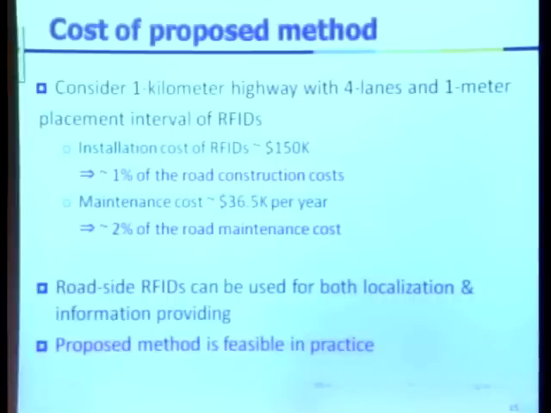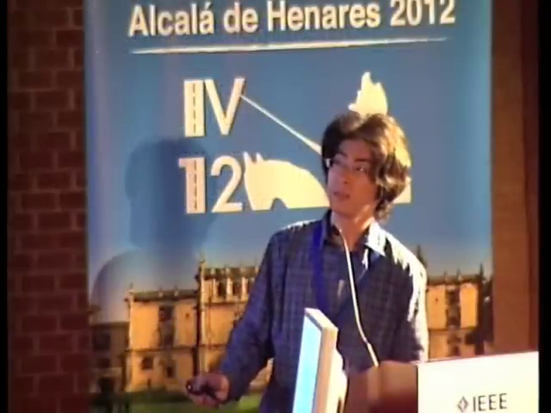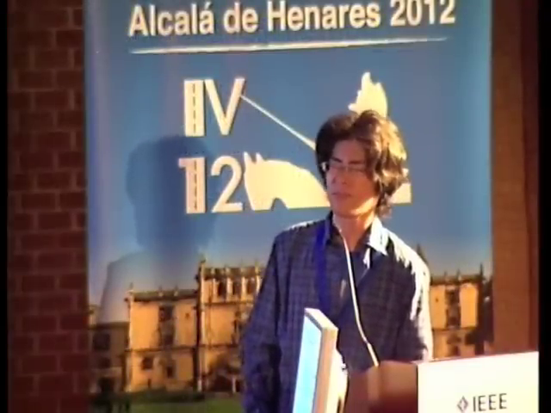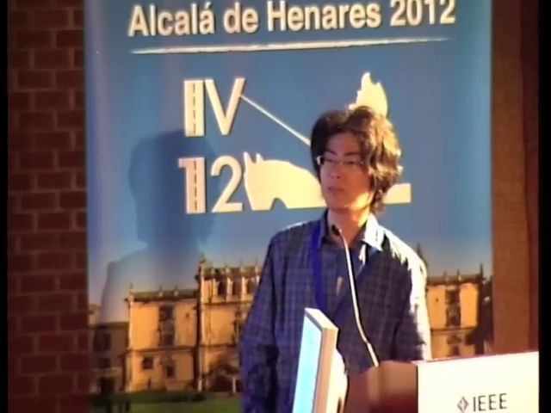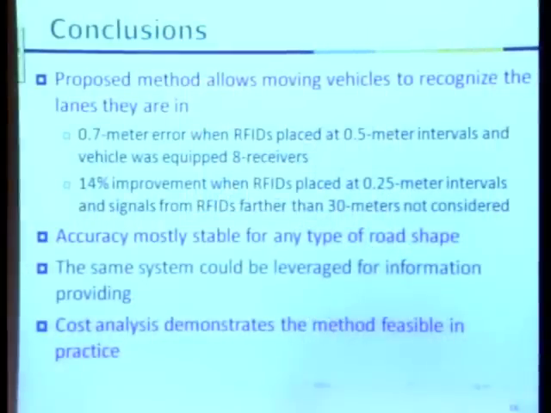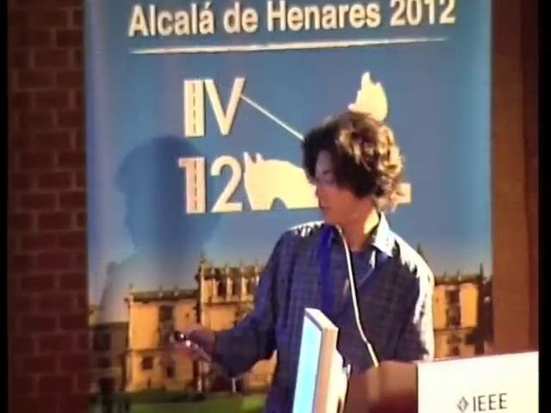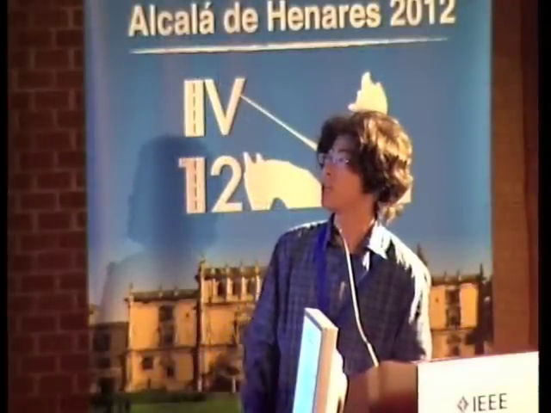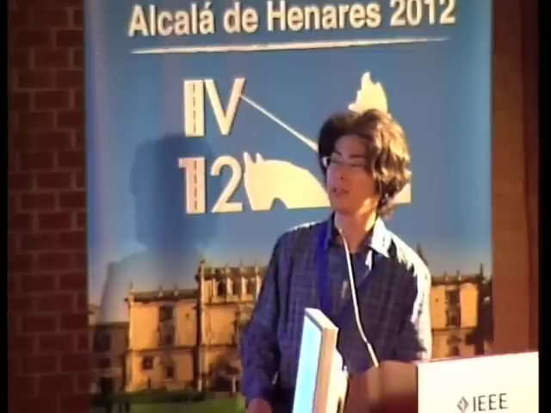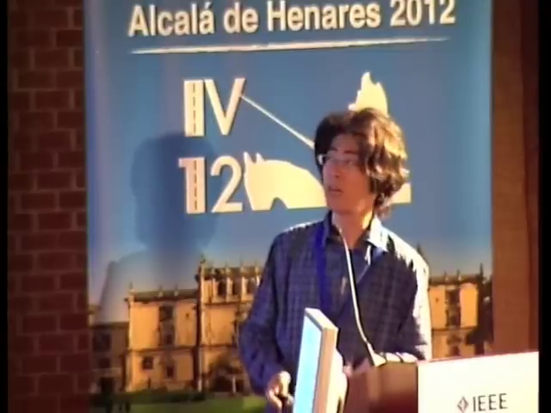Okay, let me conclude my presentation. The proposed method has two unique points. One point is the pairwise position, and another one is the dynamic weighting function. The proposed one allows moving vehicles to recognize their lane because 0.7 meter error accuracy was achieved, and this is less than half of the lane width.